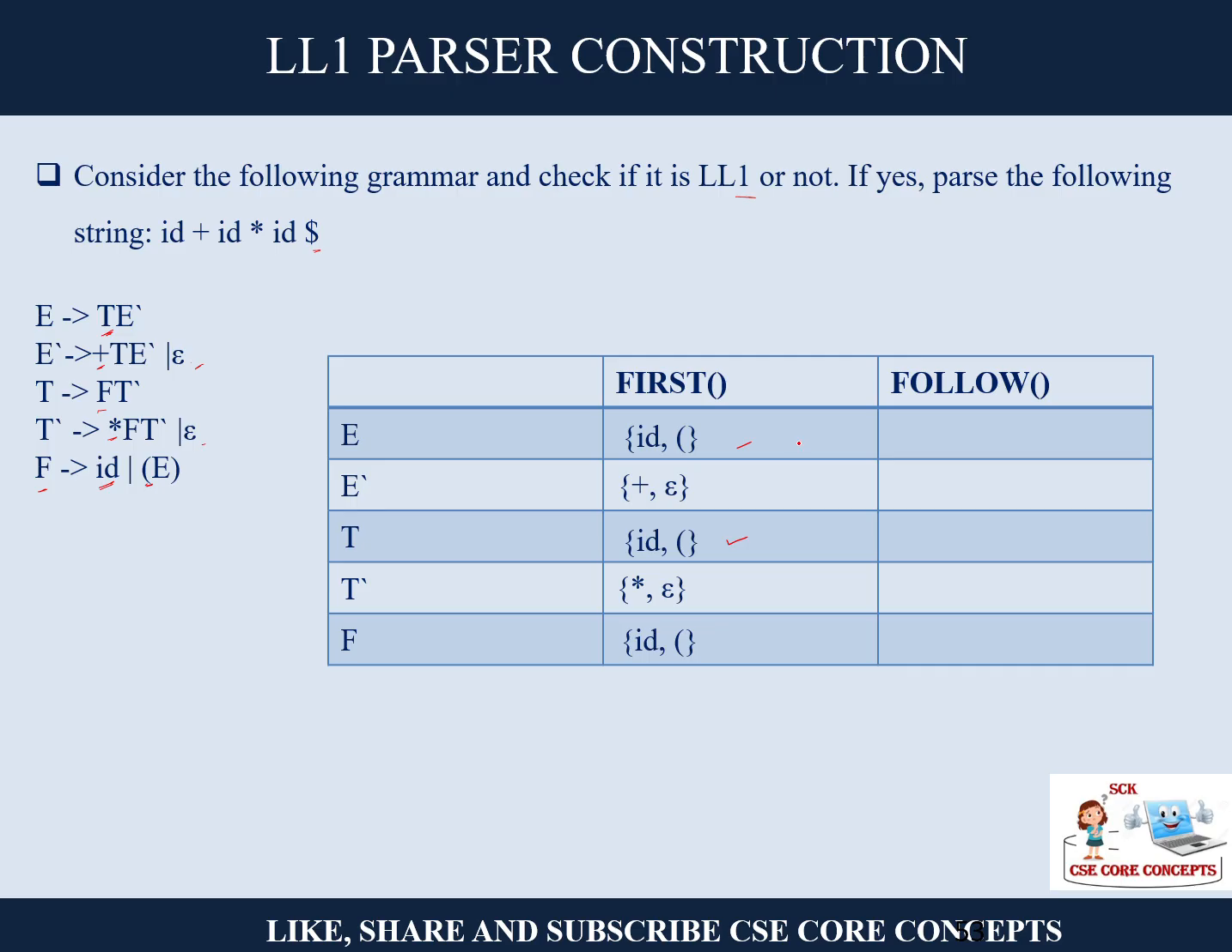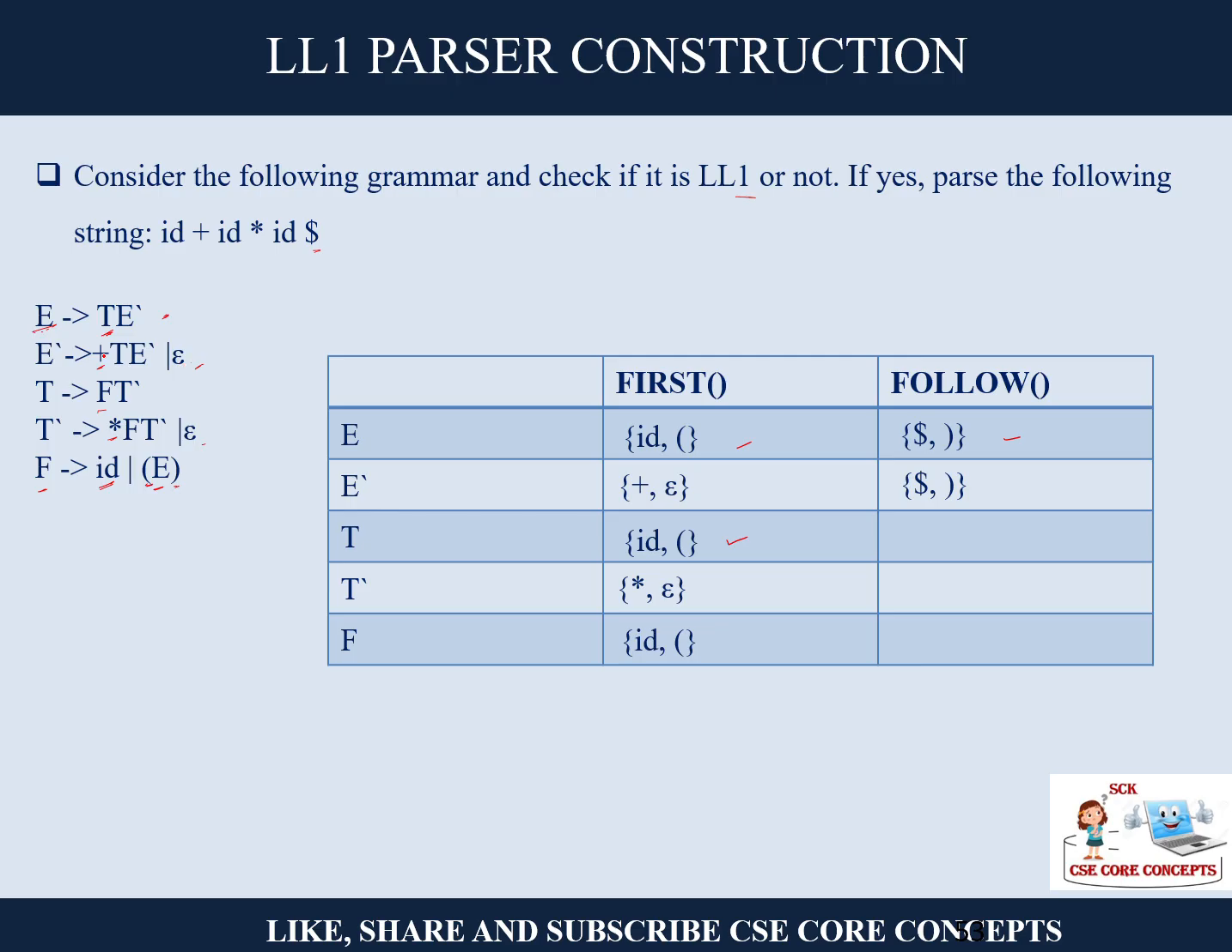Now let's find out the follow function. Follow of E is of course a dollar sign because it is the start symbol. And here again we are getting E followed by a closing bracket. So a dollar sign and a closing bracket is its follow. Then comes E prime. Here you can see nobody is following E prime, so the follow of E will be the follow of E prime. Same thing here, so dollar and a closing bracket.